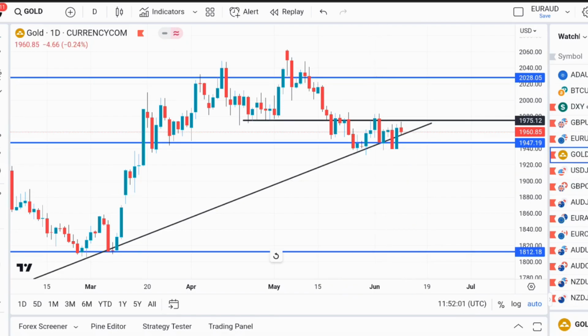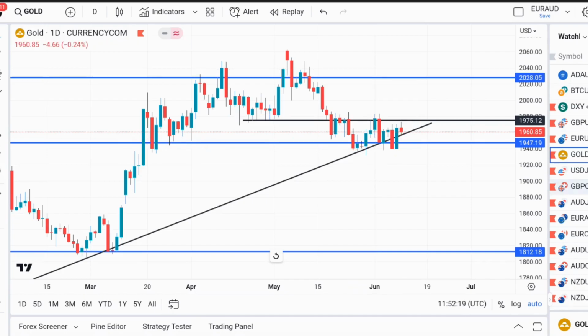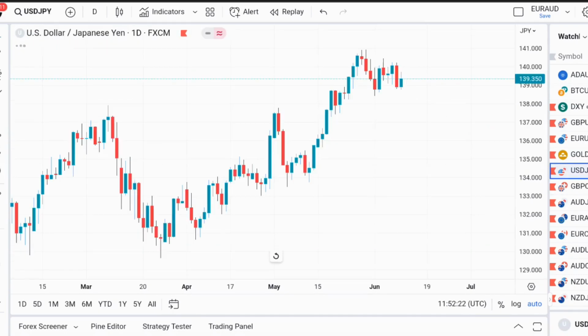So the best thing is to wait for breakouts of either this side or breakouts of this particular area, because it's in a critical area. One of my mentors used to call it rat poison. So as you can see, we are in a critical area right here. So let's go to the US dollar JPY.